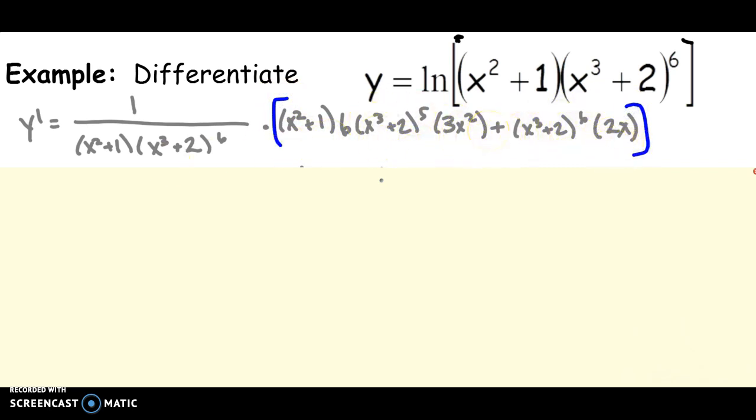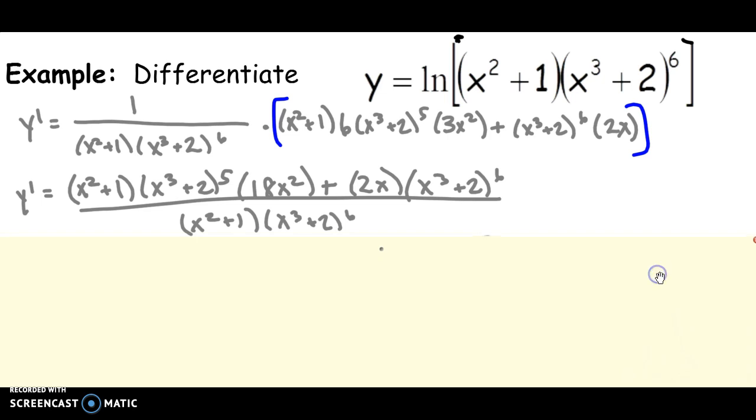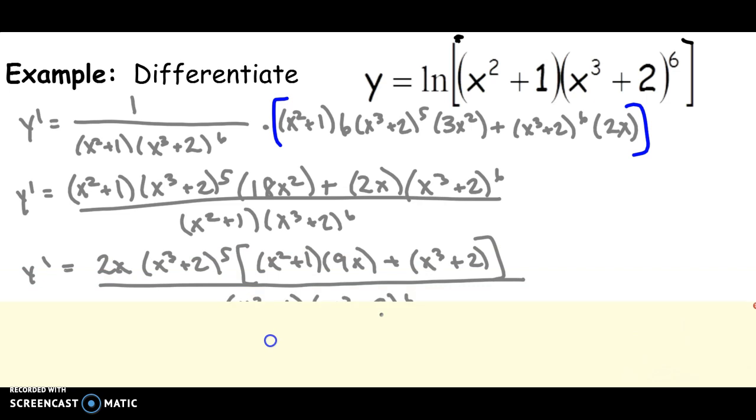Now, this might seem overwhelming to you at first. I get it, but perseverance. Now, I just put all this stuff over this denominator, and I multiplied the 6 and the 3x squared to get this 18x squared here, okay? The rest of it is unchanged, unless I made a mistake, which happens, as you know. All right, next.